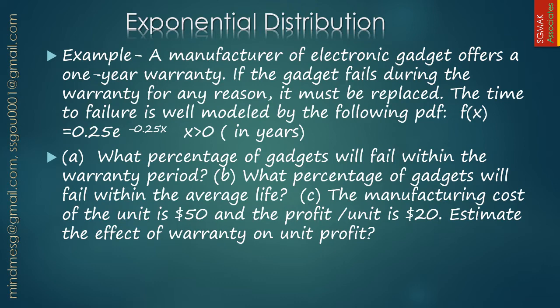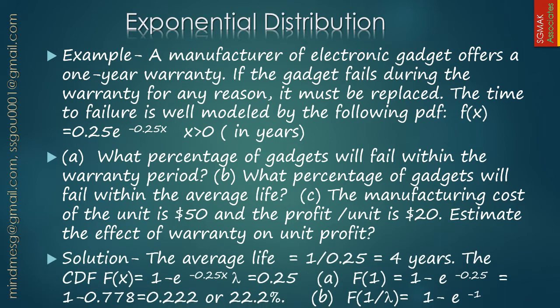Number three, the manufacturing cost of the unit is $50 and we make $70 profit. So you sell it at a price of $70 a unit. Manufacturing cost is 50 and we have a profit margin of $20 per unit. We want to estimate the effect of warranty on unit profit. Because of the warranty issue, any failure before 1 year has to be replaced free of cost.